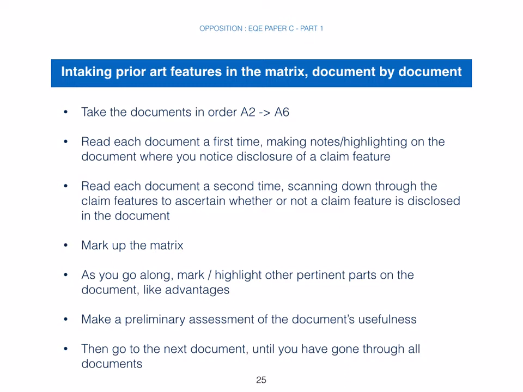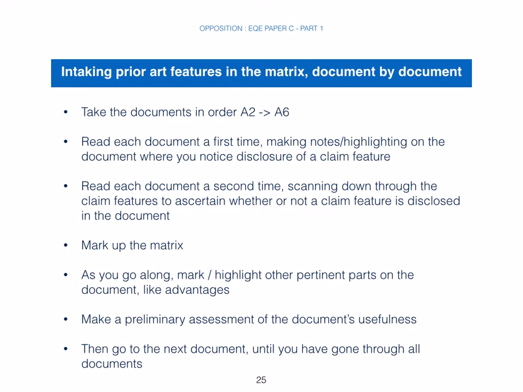As you go along, mark and highlight other pertinent parts on the document, like advantages and so on, because you'll need to come back to them later. Before you put away document A2, make a preliminary assessment of how useful it is at this stage, and do that for each document as you go along. Make a preliminary assessment before you go to the next document. And then you keep going to the next document until you've gone through all of the documents.